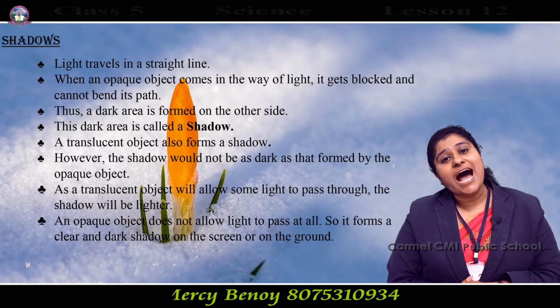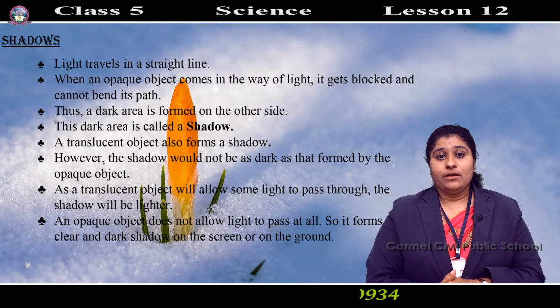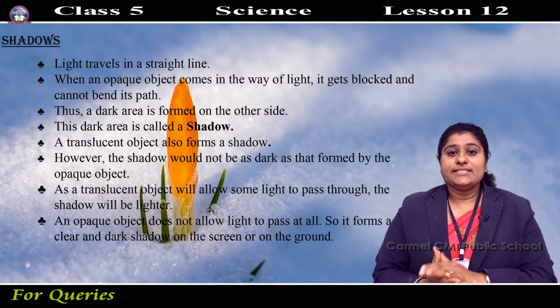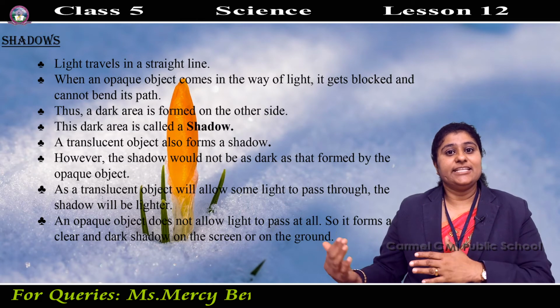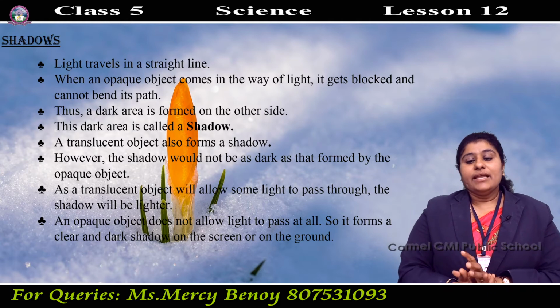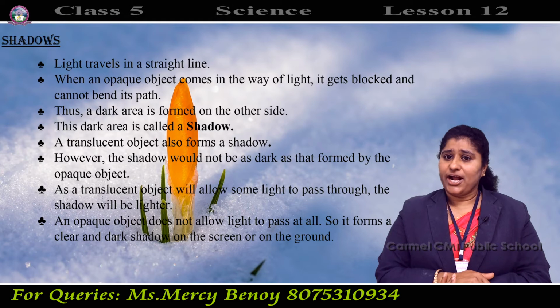So, this dark area is called a shadow. Okay, have you ever seen the shadow? See, when you are standing in front of the sunlight, you will get the shadow. You can see the shadow on the back side. Okay, then a translucent object also forms a shadow.